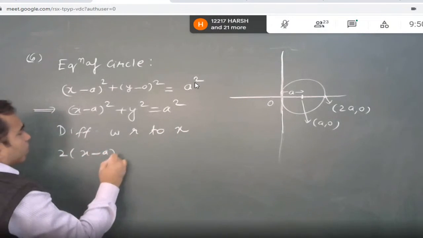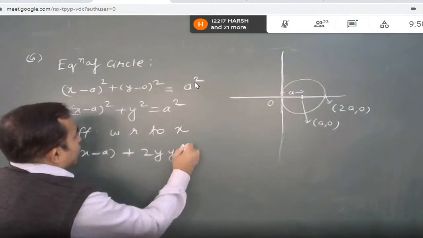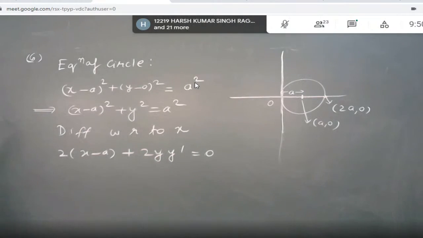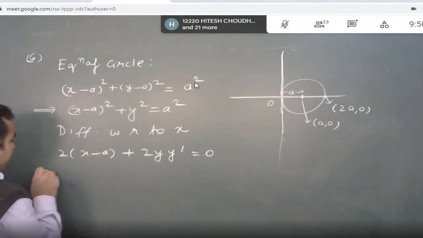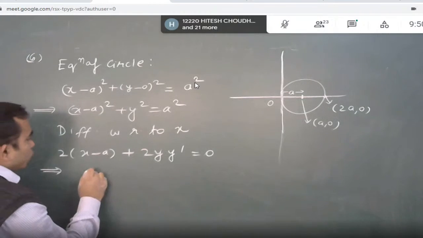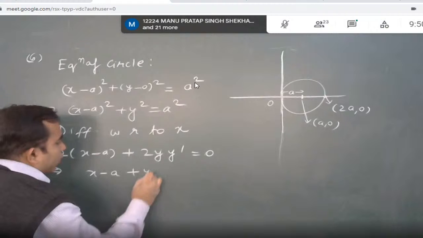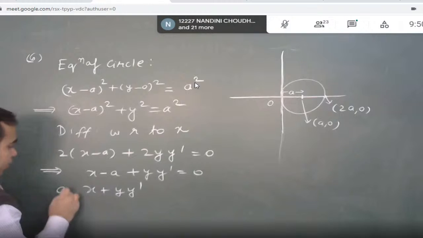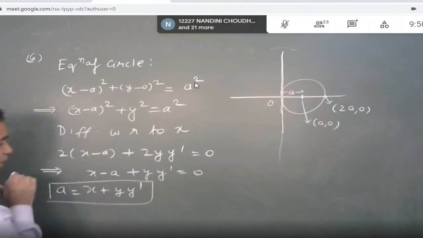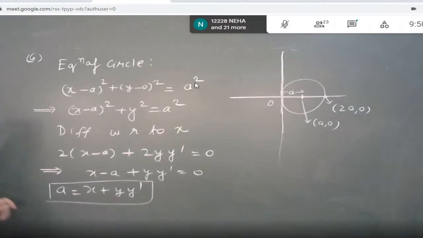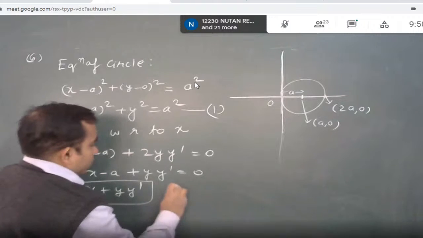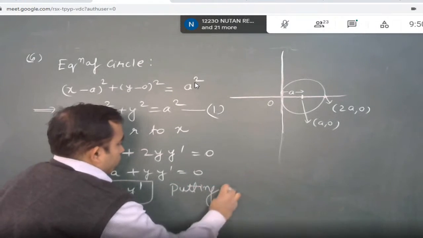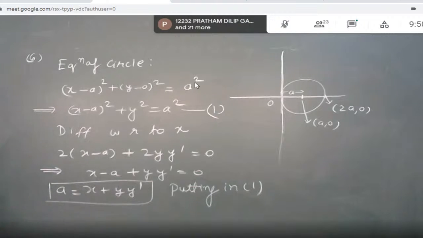2 times x minus a plus 2y y dash equals 0. Still a is not eliminated. Problem. So I have to eliminate a. To eliminate a, first let me cancel 2 throughout. x minus a plus y y dash equals 0. So x plus y y dash will be the a value: a equals x plus y y dash. I have to eliminate a, so I put this a value in equation 1. Then my a will be eliminated.